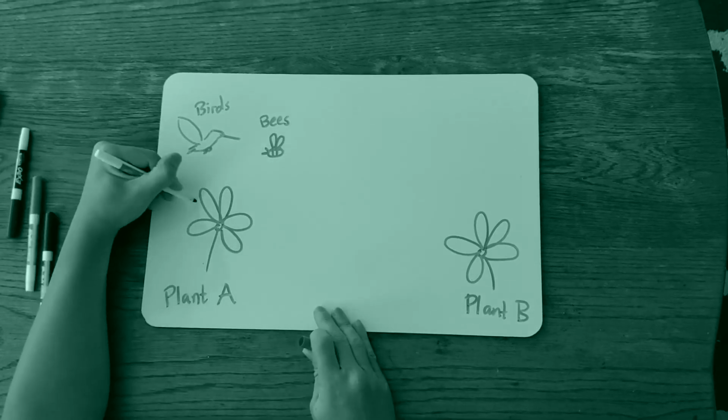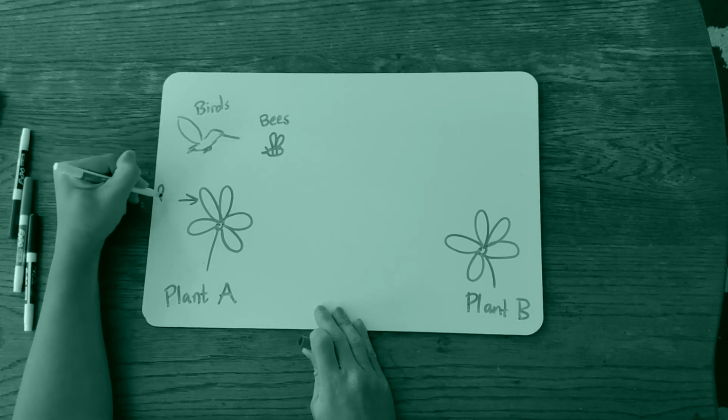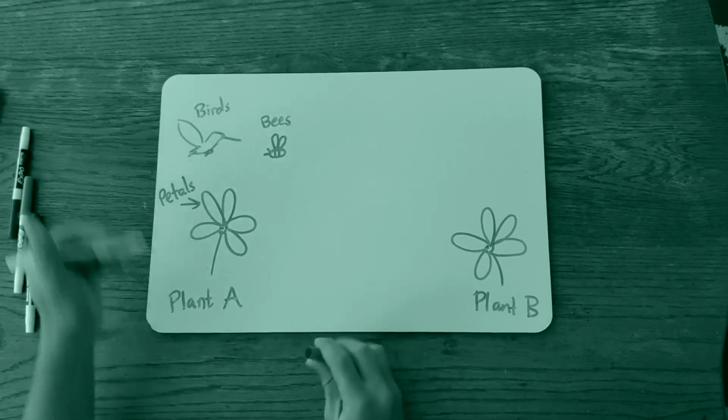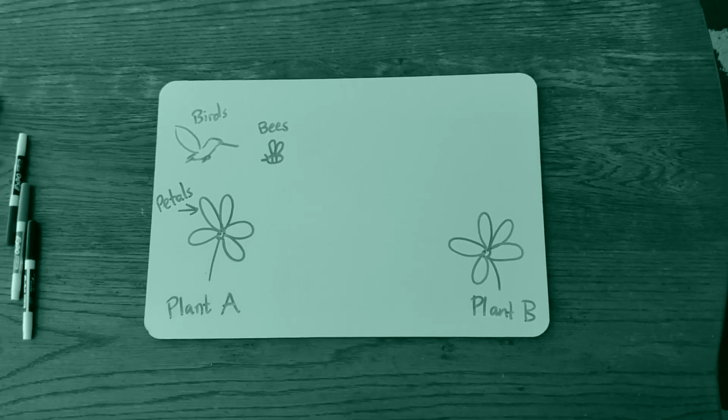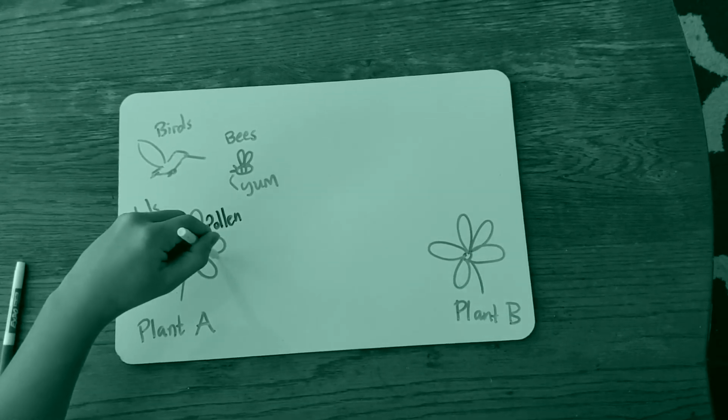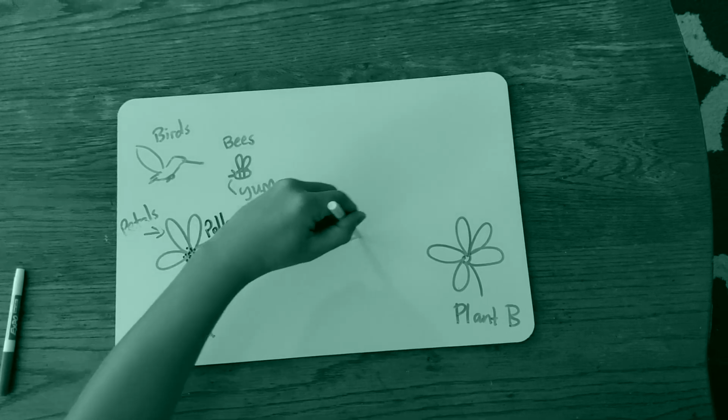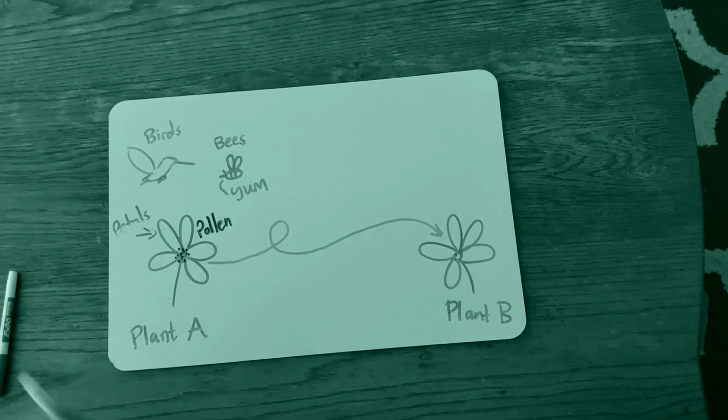Let's look back at the previous pollen video. Recall that flowers have petals to help them attract pollinators like birds and bees. In this video, I told you that the pollen hitches a ride on a fuzzy bee or a feathery bird to get to the other flower.